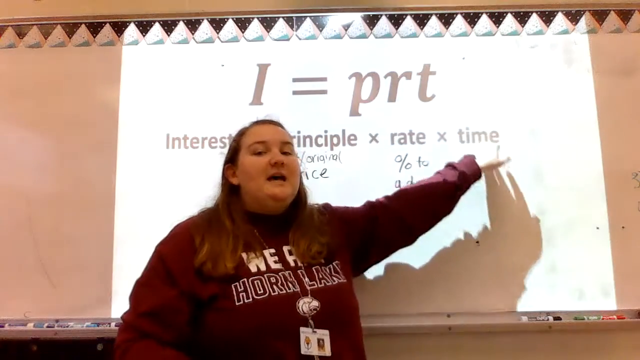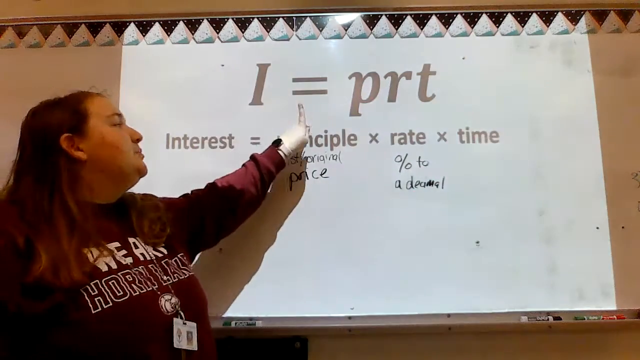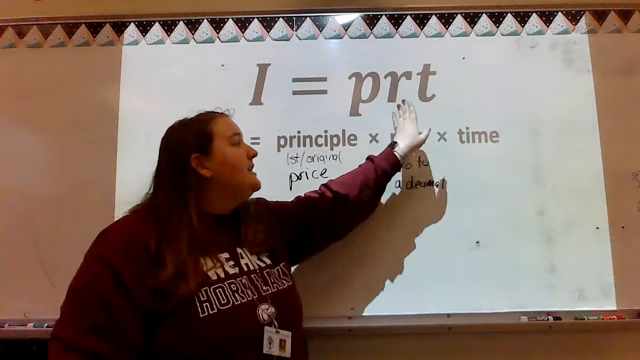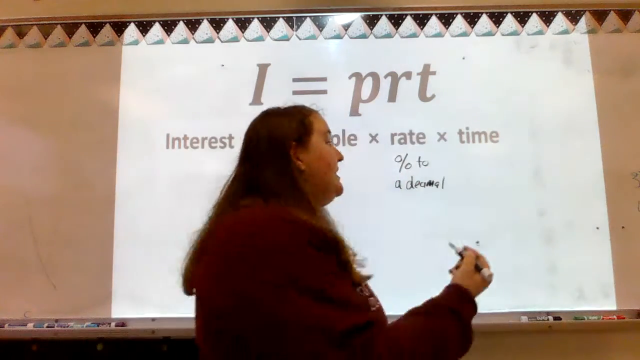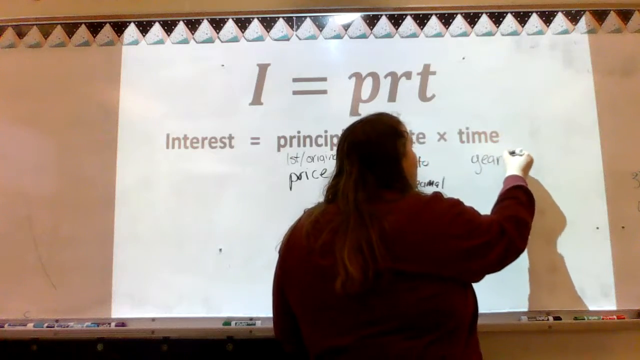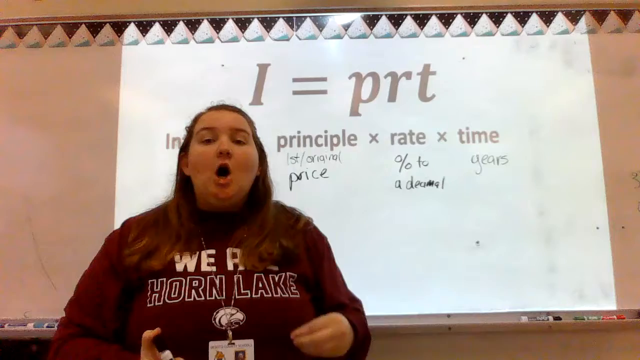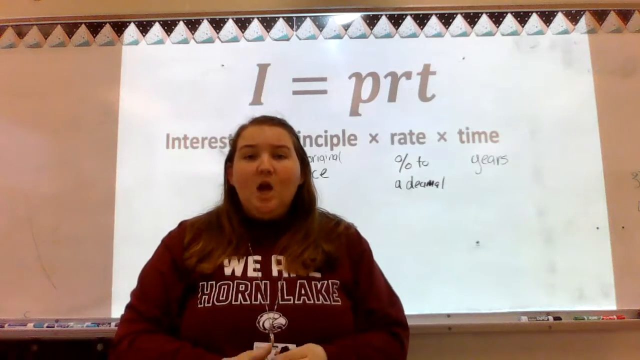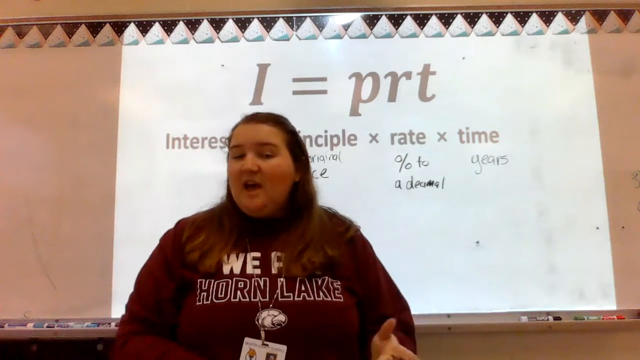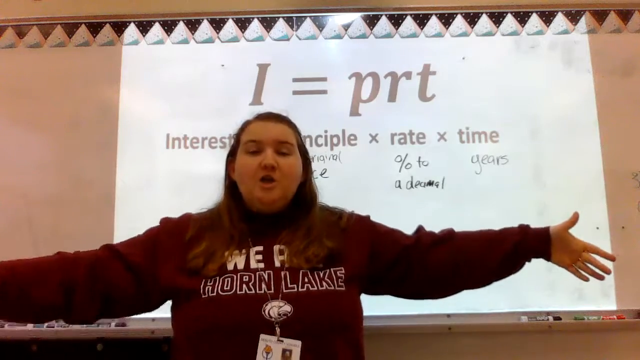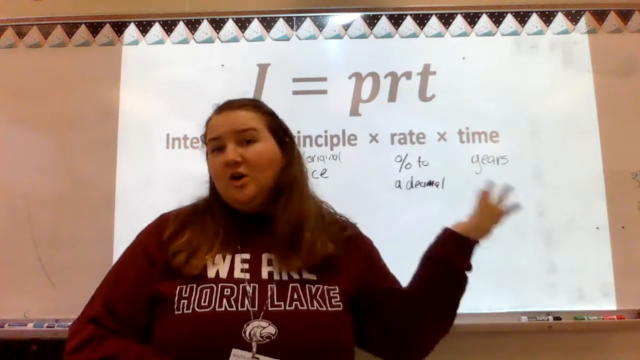And the last one is going to be time. So interest equals price times your percent times your time, and your time has to be in years. The reason we do interest in years is because when you make these long-term investments, you borrow money or you put your money in a savings account, those are long term. So you're not going to put your money in today and then go get it out tomorrow.